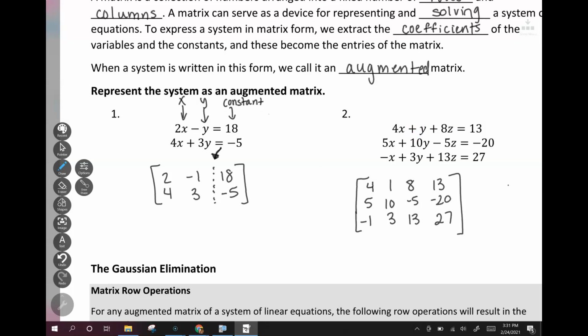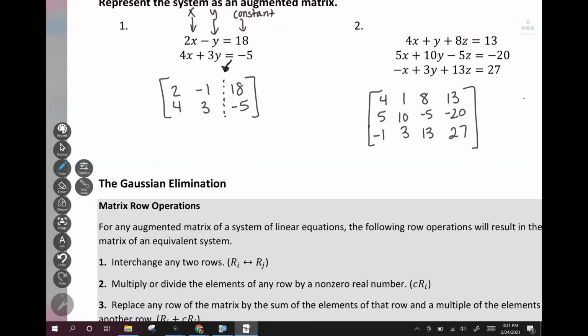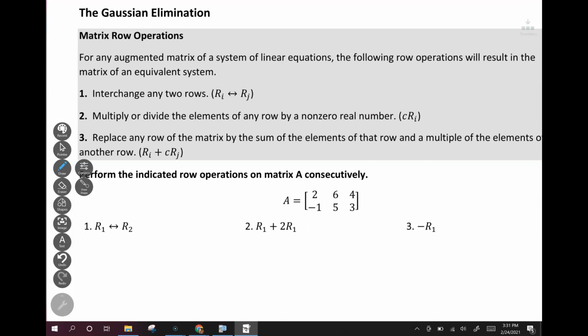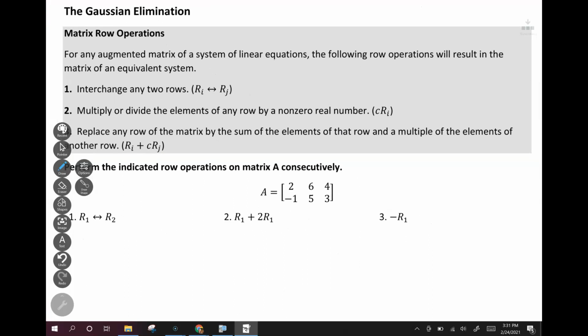Now you could also go the other direction. If you're given a matrix, you could write the equations, right? So I would know, just looking at this matrix, that I have 4x plus y plus 8z equals 13, because that's how an augmented matrix works. The first column is the coefficient for your first variable, the second column is the coefficient for your second variable, and so on. So you can also go in reverse from there. Usually we're taking the equations and making a matrix though. All right, so that's how you write a matrix, and that's what a matrix is.